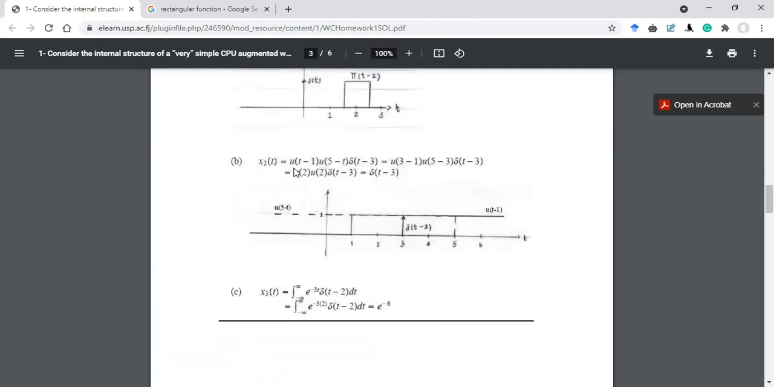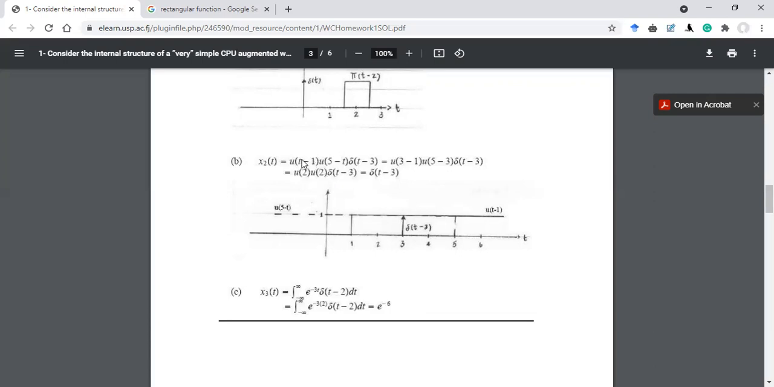x2 of t is equal to u of t minus 1 multiplied by u of 5 minus t multiplied by delta t minus 3. In this particular case, what we need to do is graph all these functions. This mathematical part is done, but we'll just try to get the solution using the graph.